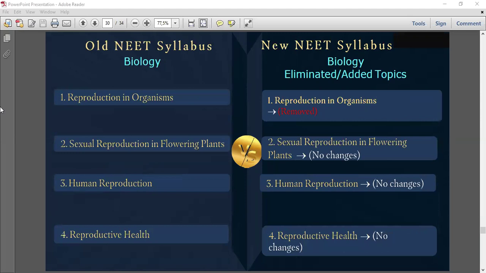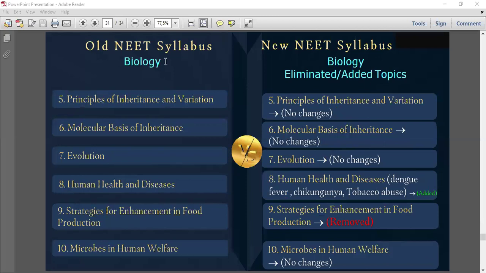Okay, then reproduction in organisms, removed. Sexual reproduction in flowering plants, there are no changes. Human reproduction, no changes. Reproductive health, no changes. Principles of inheritance and variation, no changes. Molecular basis of inheritance, no changes. Evolution, no changes. And a few topics are added in human health and disease: dengue fever, chikungunya, and tobacco abuse. Okay, added.